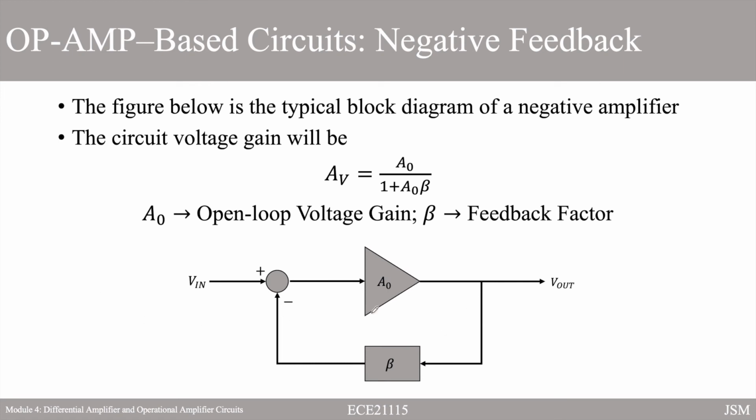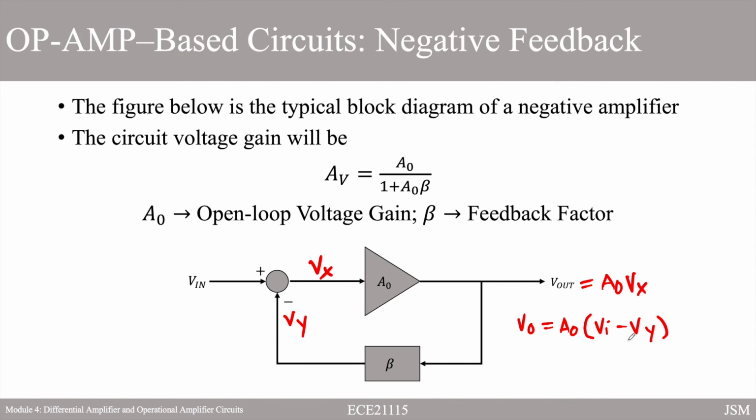So paano natin i-derive yan? We know the signal here is Vin and the signal here is Vout. So let's say our signal over here is called Vx. So effectively yung ina-amplify ng ating amplifier is Vx. Okay, so therefore Vout is equal to A0 times Vx, or the open loop gain times Vx. However, what is Vx? So Vx is Vin minus, let's say this is Vy. So nasabi natin that Vout is equal to the open loop gain multiplied by Vin minus Vy.